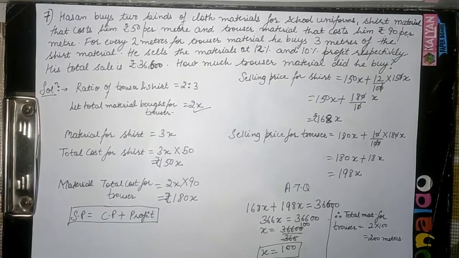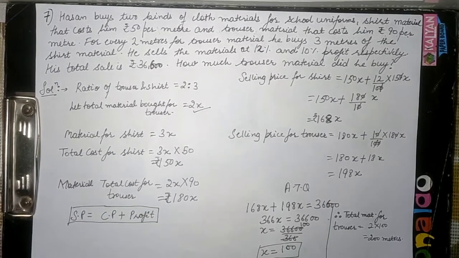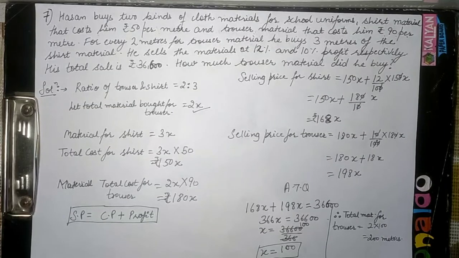Similarly, we can find the total material for shirt. This was equal to 3x, so that will be equal to 300 meters. So here we can check that 200 by 300, the ratio is 2:3.